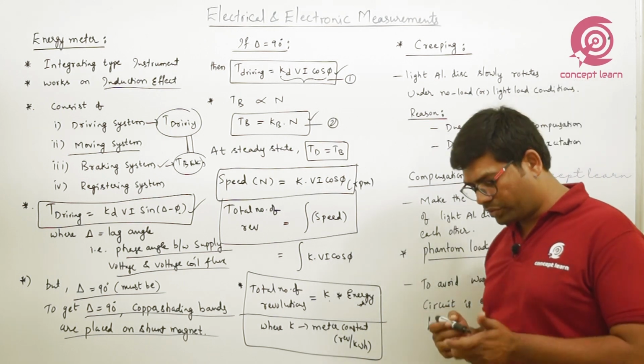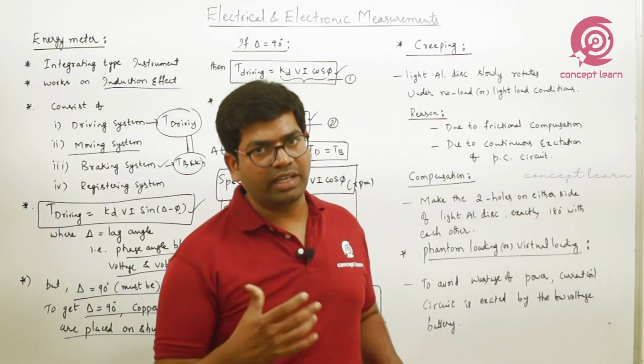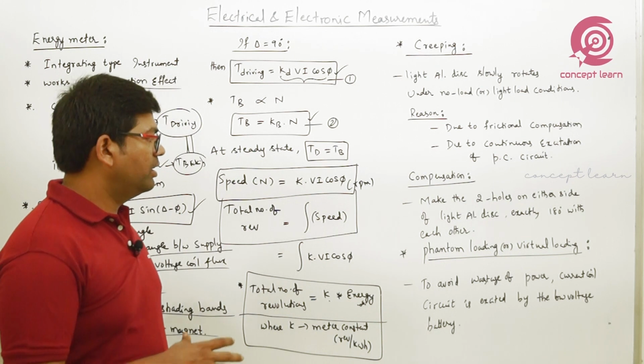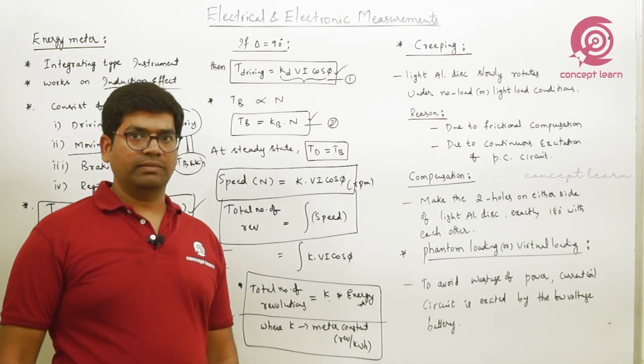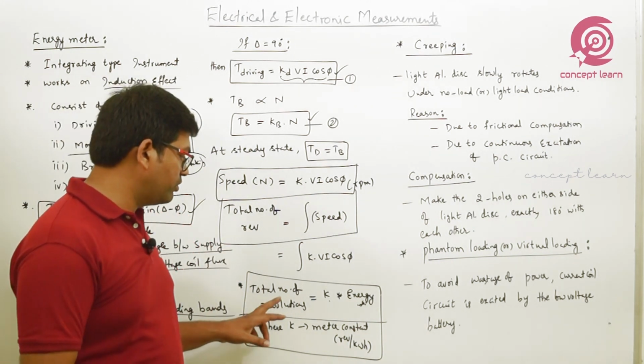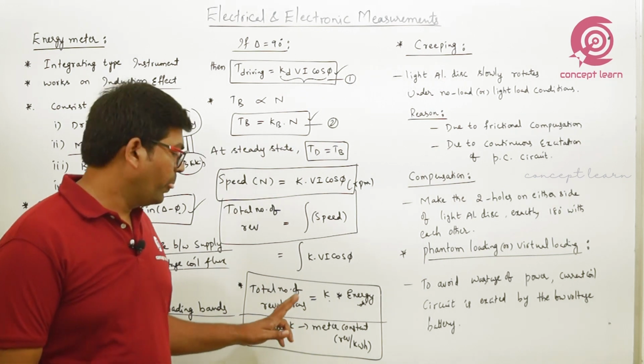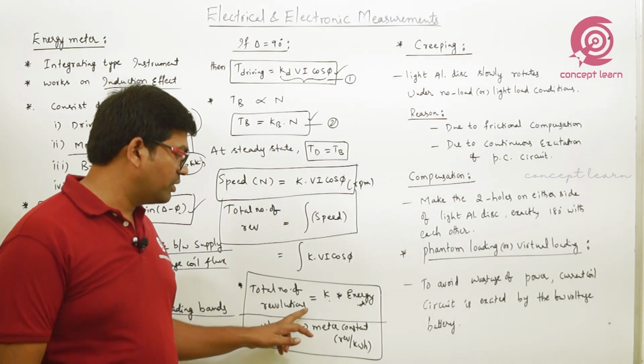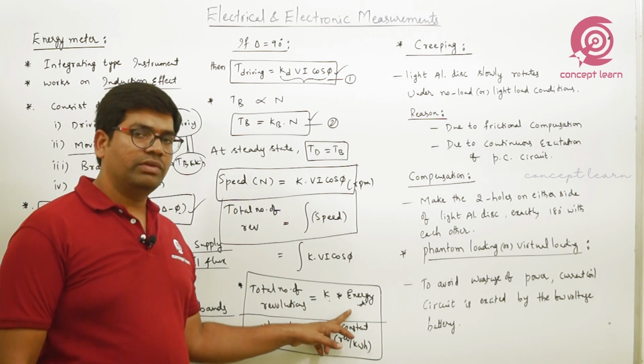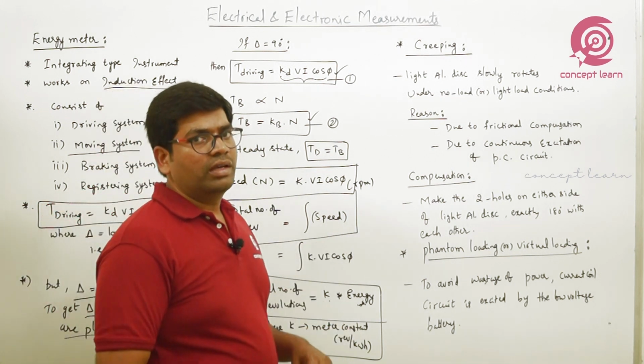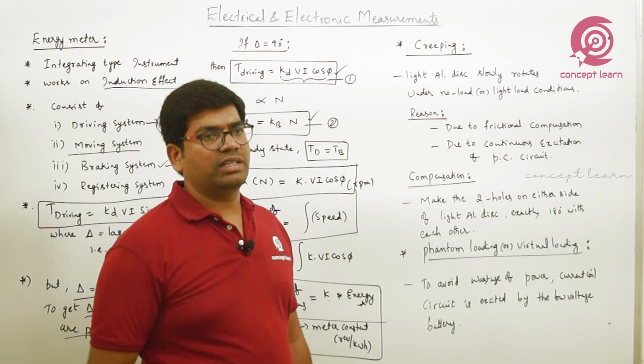You can compare with the true energy, and you can even have the percentage error. In this way we do the calculation. For the energy meter, you have to memorize this expression: total number of revolutions is equal to meter constant into energy. And errors are associated, and one of the major errors is creeping.